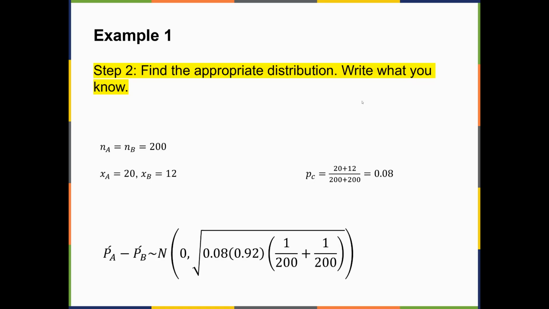We're going to figure out what the appropriate distribution is and write down what we know. Well, we know the number of people in sample A and the number in sample B are equal to 200. The number of successes in A is 20 and the number of successes in B is 12. Our pooled proportion is 20 plus 12 over 200 plus 200, which equals 0.08. And if we fill all that in, that's going to be our distribution. Remember, we always use a normal distribution for proportions because we're talking about binomial. And when you have binomial with a large enough sample size, we're going to get an approximately normal distribution.